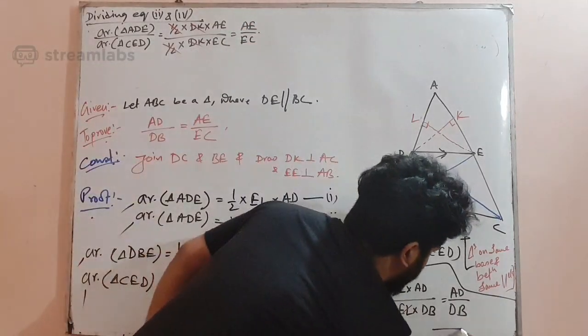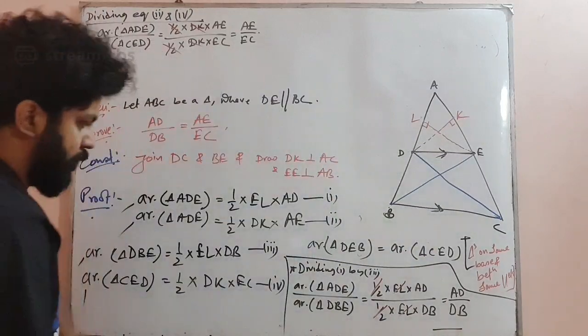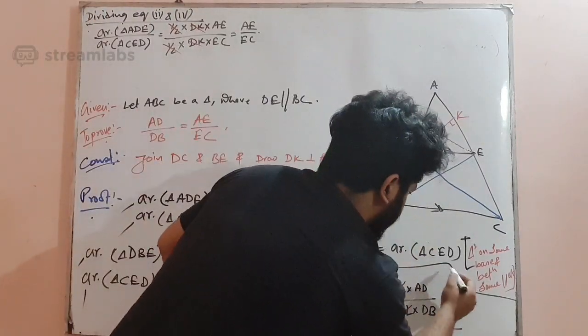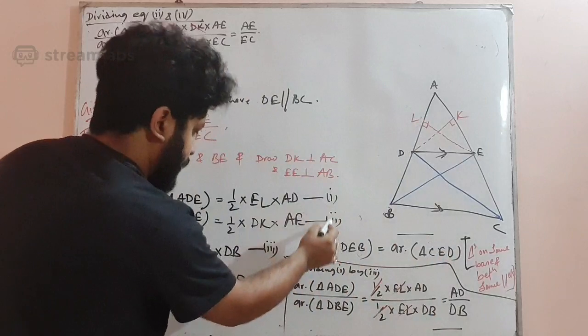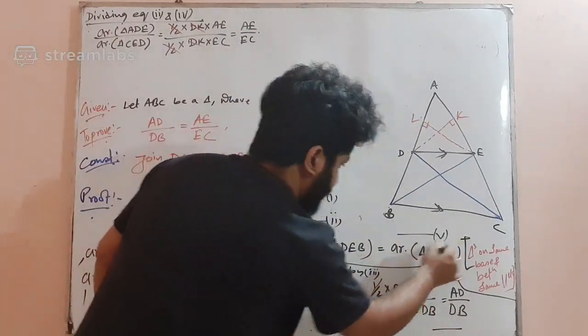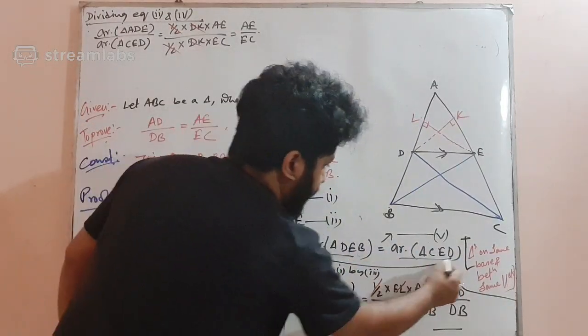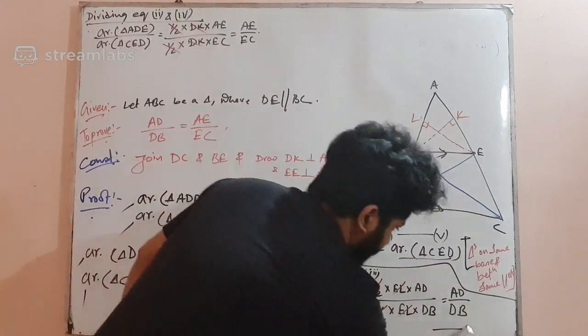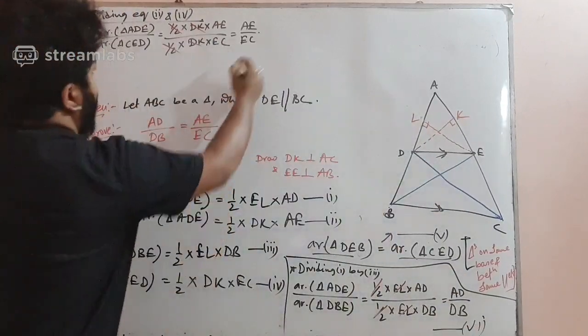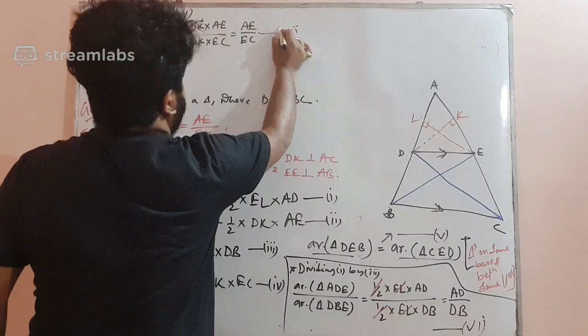Now let this be equation 5. This one, area of DBE and CED equal, let this be equation 6. And let this be equation 7.